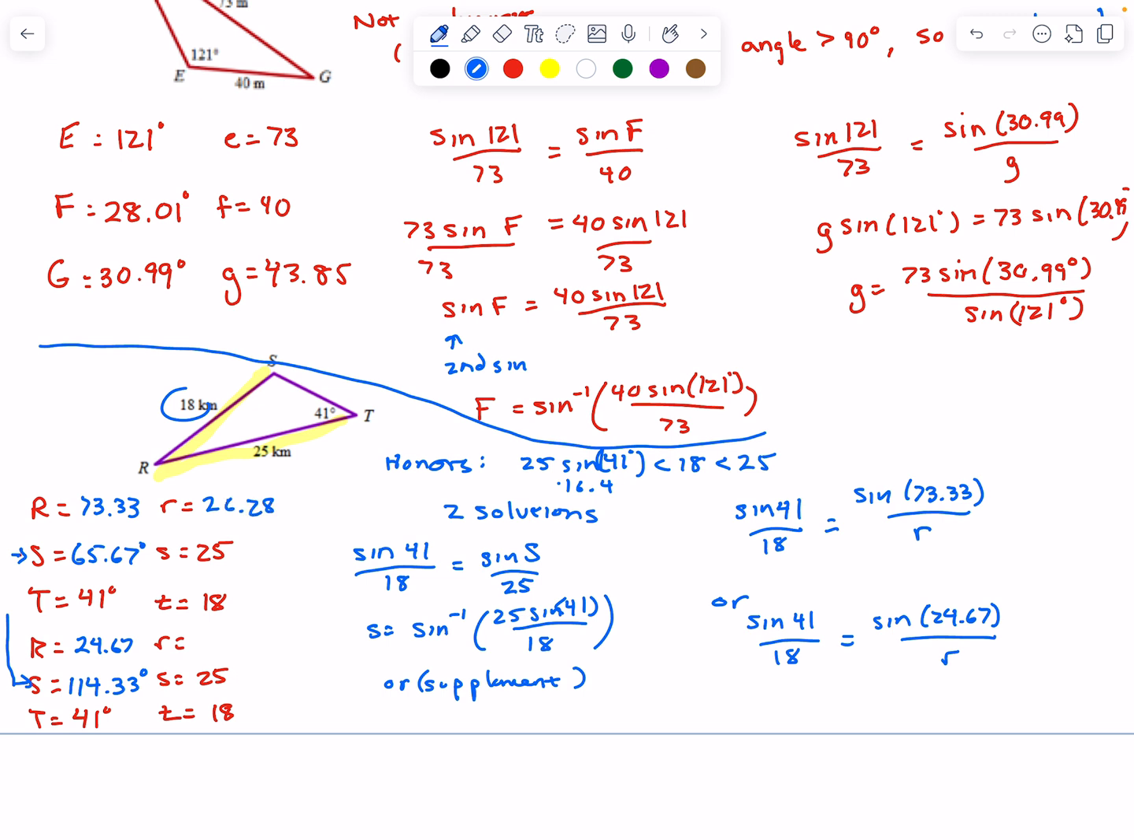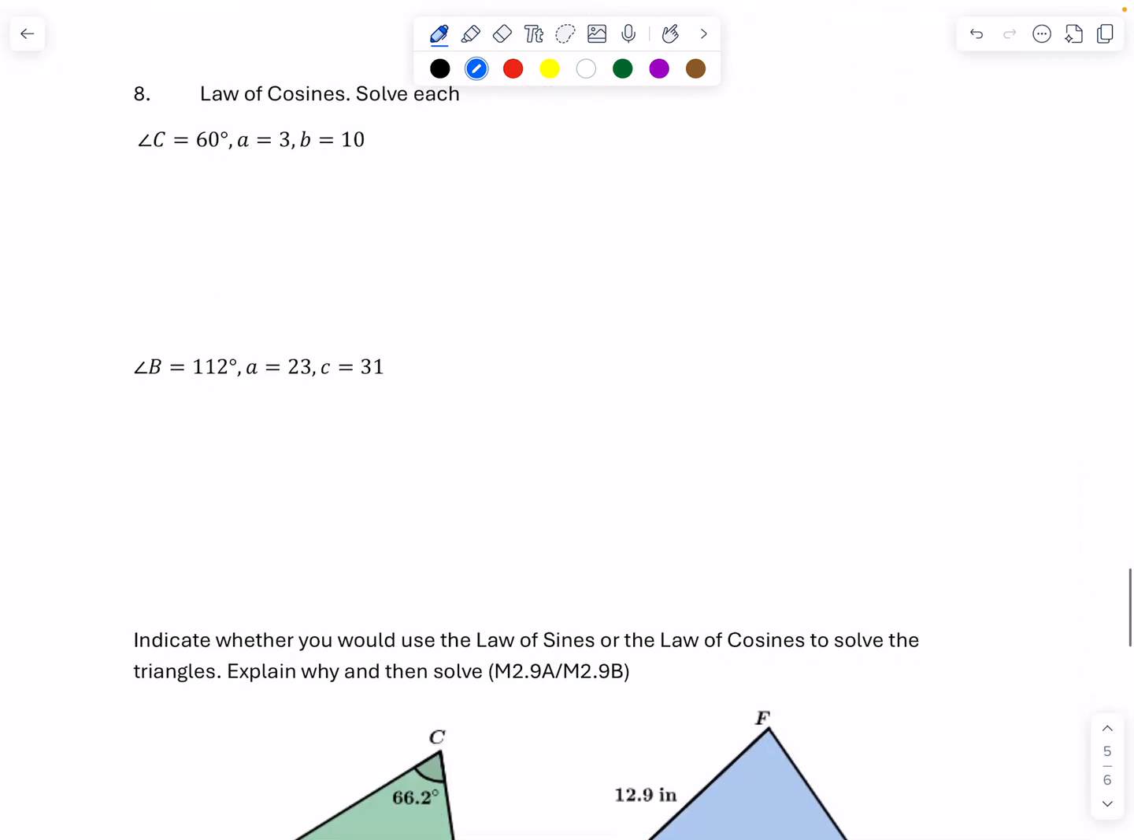Notice that in this first case, big capital angle R is a little bit bigger than angle S, so side R is a little bit bigger than side S. In the second case, it's a lot smaller than angle S, and it ends up being the smallest side. Okay. Again, not too worried about actual precision.